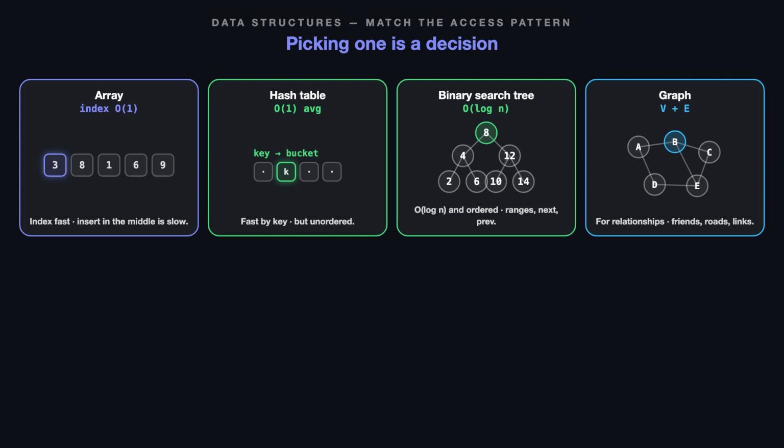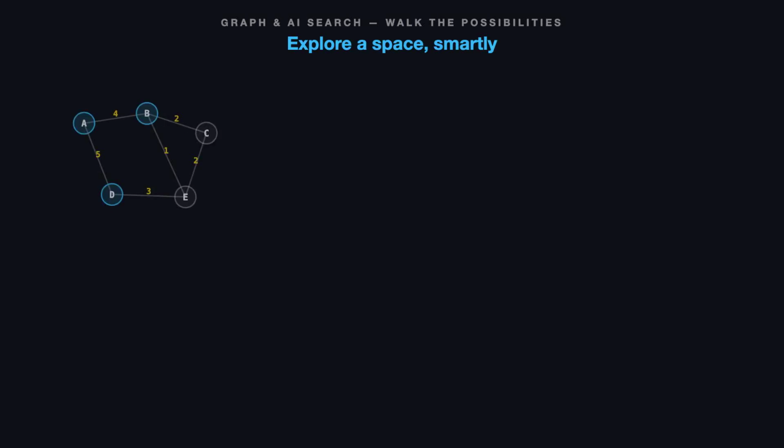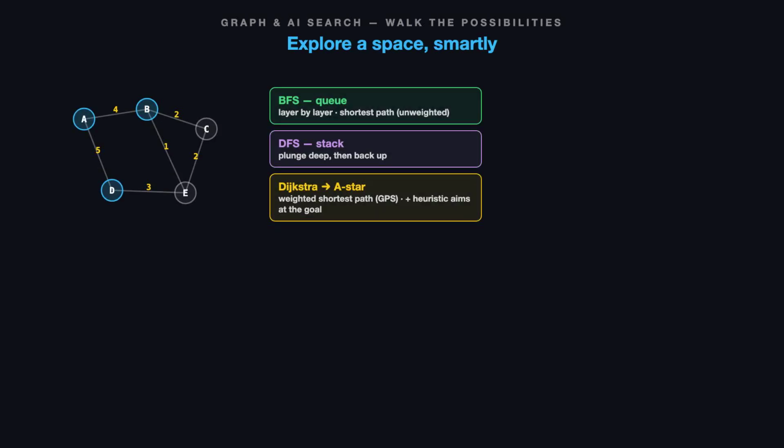And a graph is for relationships, nodes and the connections between them, like friends, roads, or web links. Match the structure to your access pattern. Once your data is a graph, you need ways to walk it. Breadth-first search uses a queue, exploring layer by layer.